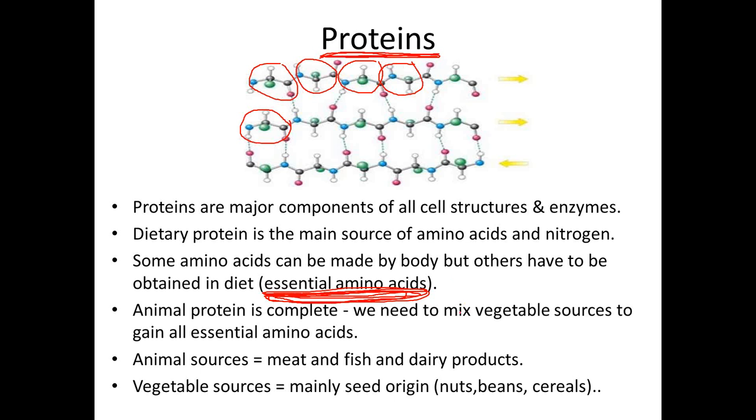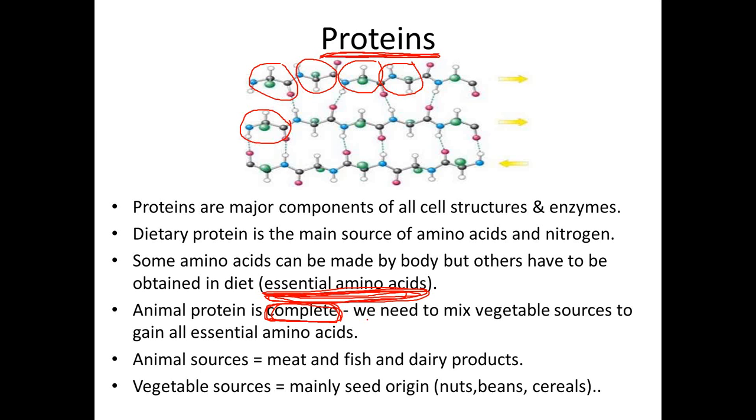Another term for protein is complete. Now, complete is a term to use whenever a protein has all the required essential amino acids. So if we eat animal protein, because it is largely mammals that we eat, although we eat some fish as well, because it is from animals, it does contain exactly the same essential amino acids that we need.